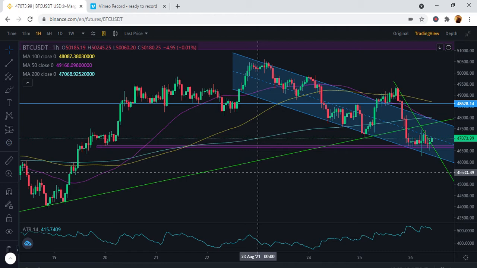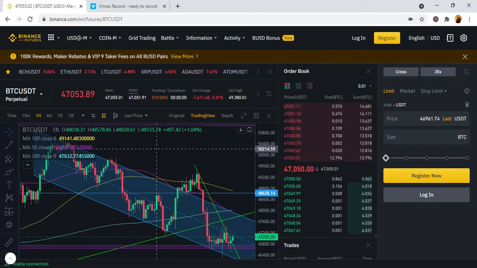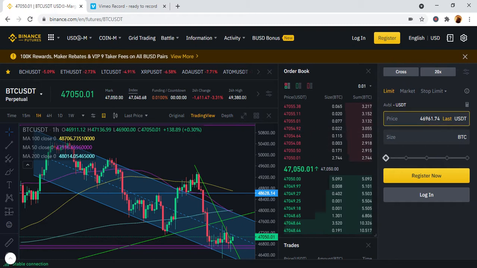So I would just like to start with the father of them all, as I call it, BTC USDT. I'm already on the futures platform, so I'll just run it by everyone. I'm just going to explain this section right here.